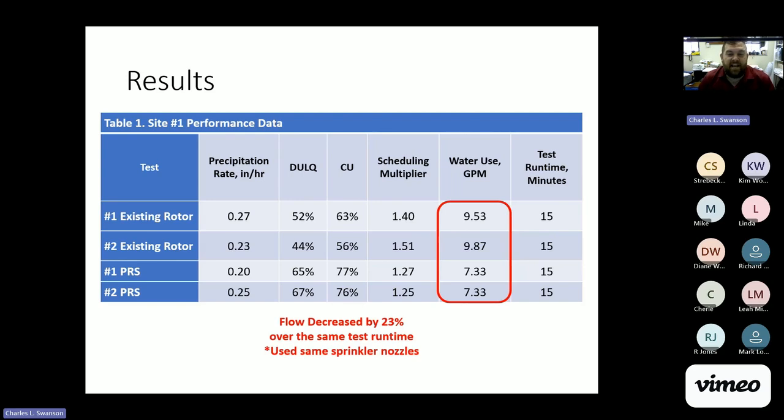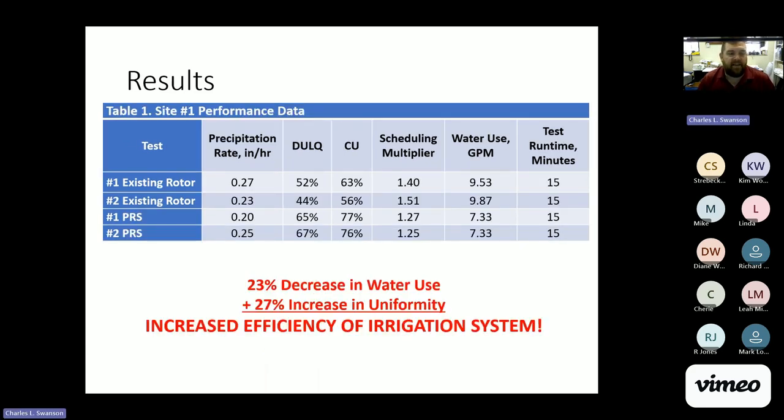And so we were able to save over 2 gallons per minute during the operation of that system by incorporating pressure regulation, which was a 23% reduction in flow. And so we combine all these concepts together, the decrease in water use and the increase in uniformity, that overall increases efficiency. That's what we always want to do: how can we incorporate the technologies to increase the efficiency of our system? We're using our water more wisely.